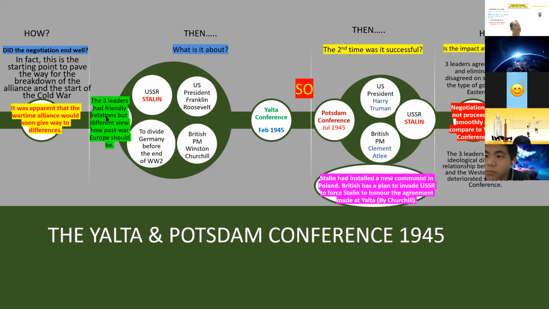Then the three leaders had a friendly relationship but different views on how post-war Europe should be. So imagine the four of you want to set up a business. Before you start the business, you all agree. So the four of you agree to set up a business in Bukit Timah Hawker Centre or Bukit Timah Shopping Centre. Then the four of you agree, okay, can.